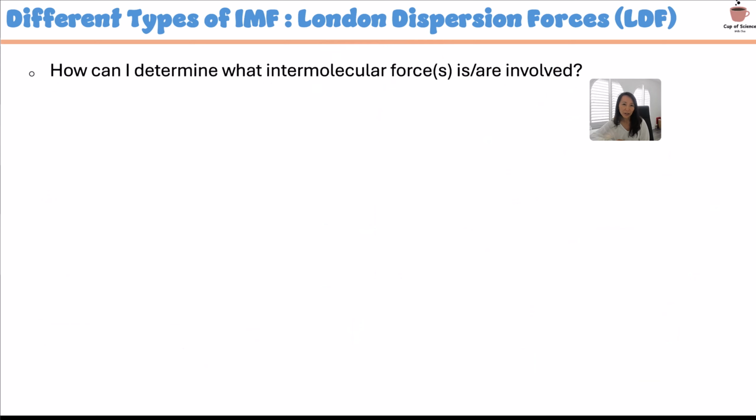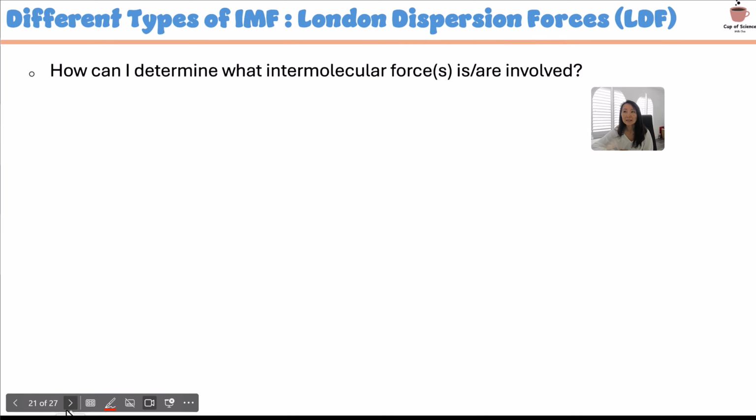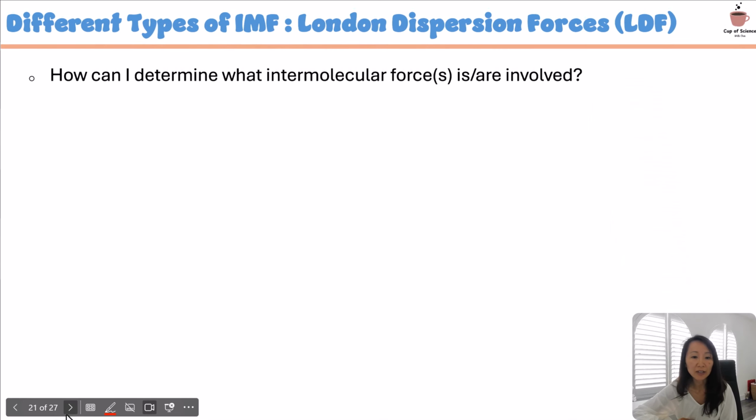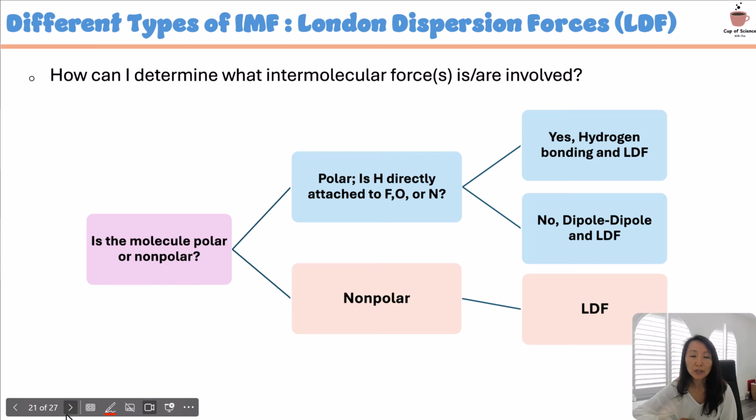So let's organize everything to determine what intermolecular forces a molecule is actually involved in. I'm going to show you a chart here, and you're going to read this chart, and I'll go one by one to determine whether a molecule experiences hydrogen bonding, dipole-dipole, or London dispersion, or two of the above, or maybe all three.